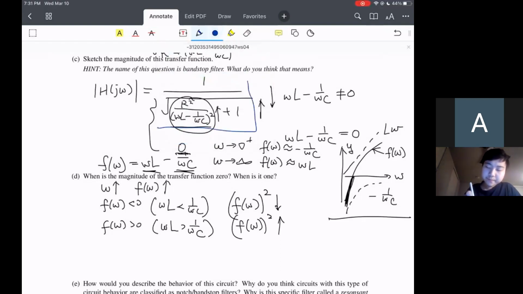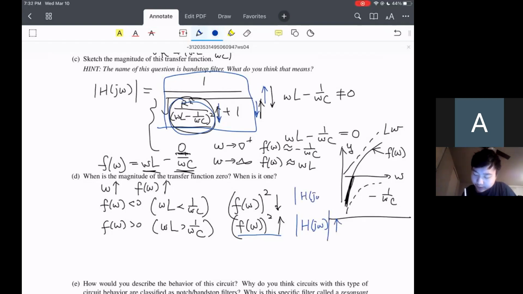Now we look at this expression. As f of omega squared increases, this fraction is going to be decreasing, which means that the square root is going to be decreasing, and so the whole fraction, the magnitude of the transfer function, is going to be increasing. So I should write it down. H of j omega is going to be increasing here, and H of j omega there is going to be decreasing.